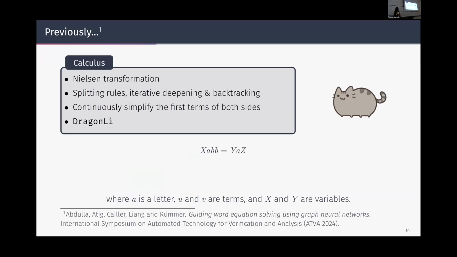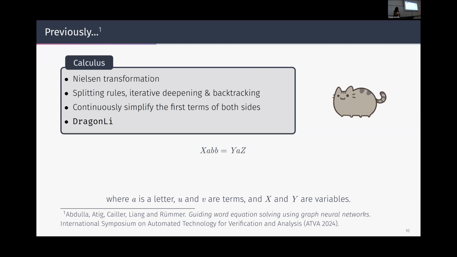Okay, so this was a previous work with the same people, and it was mostly implemented in a solver, Dragonly, which is also the name of a cat. This is why you will see a cat often in the slides. I also love cats. I don't think it's important here.